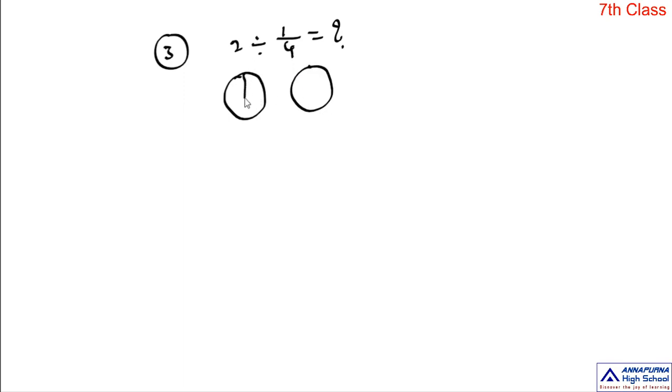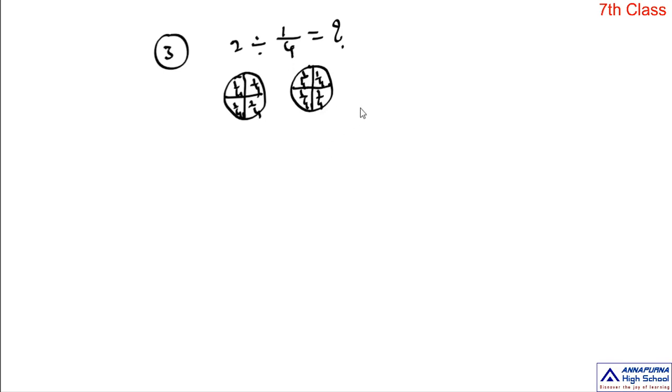Divide each figure into 4 equal parts. This is 1 by 4, this is 1 by 4, 1 by 4, 1 by 4. And in the other whole also, divide it into 4 equal parts. This is 1 by 4, 1 by 4, 1 by 4, and this part also represents 1 by 4.